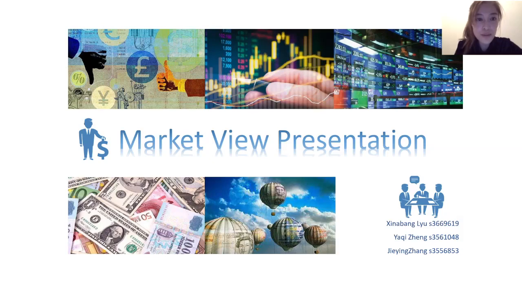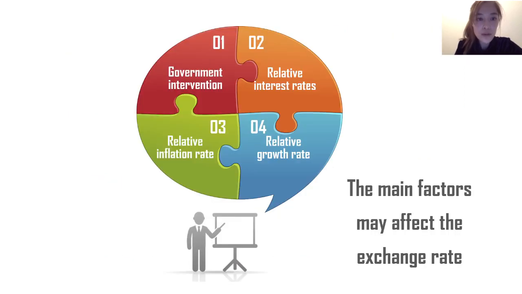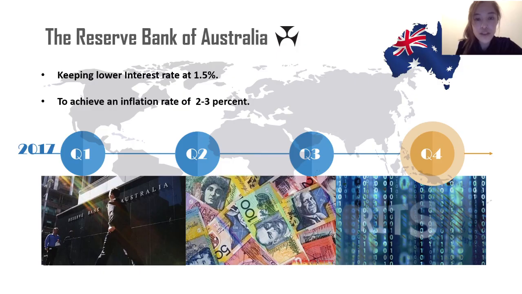Hi, our market view presentation will explore two pairs of currency: AUD exchange to the USD and the USD exchange to GBP's tendency. We have four parts to explain: government intervention, interest rate, relative inflation rate, and relative growth rate. Now I'm talking about the government intervention.